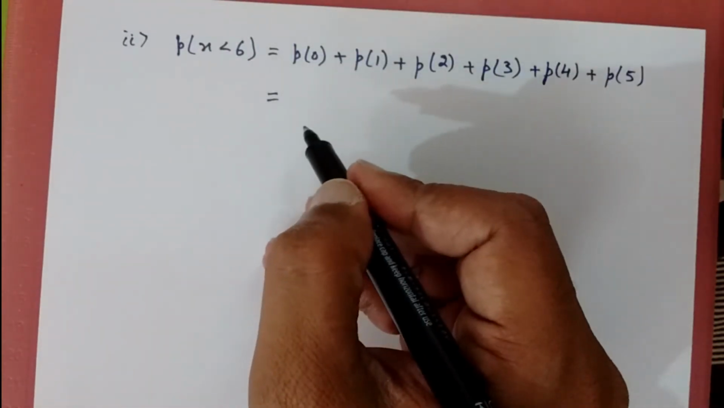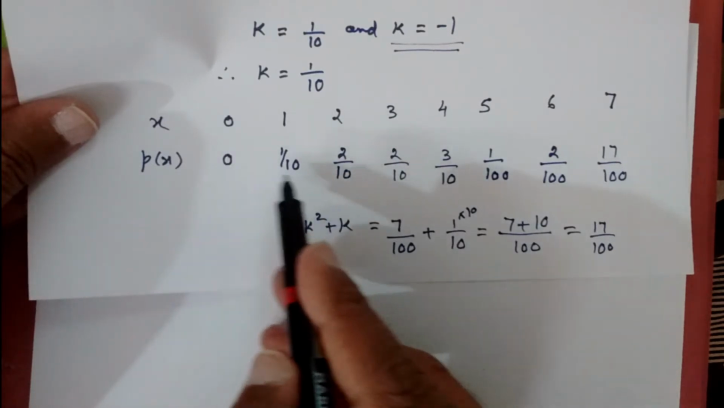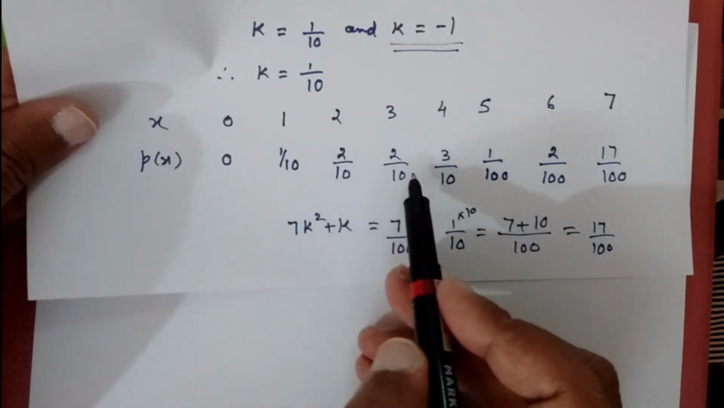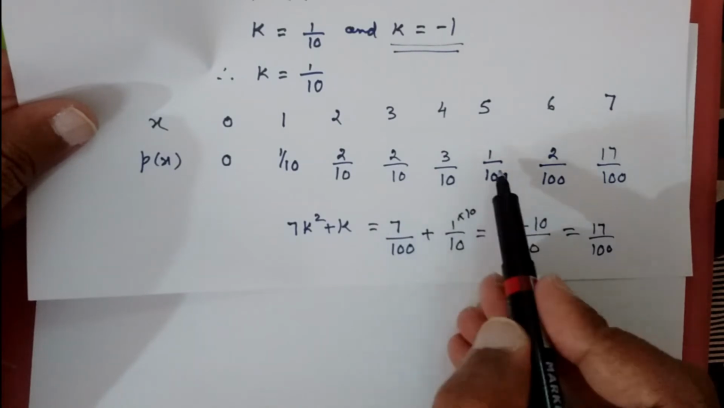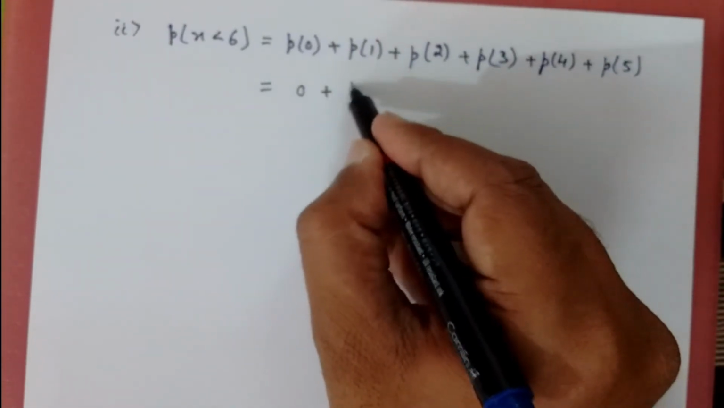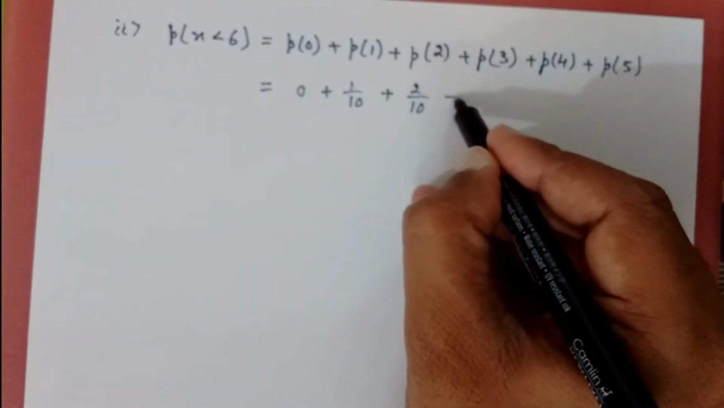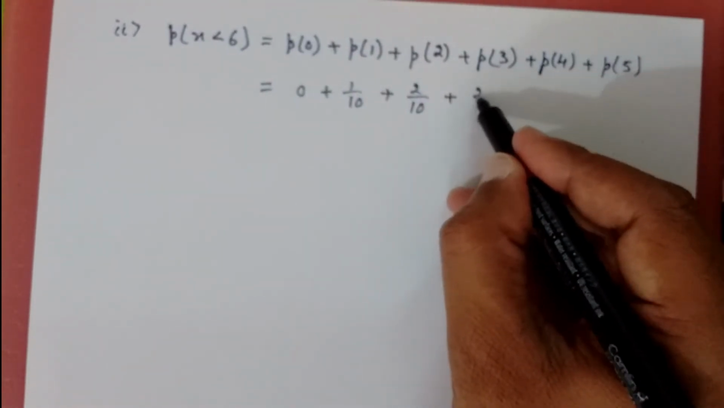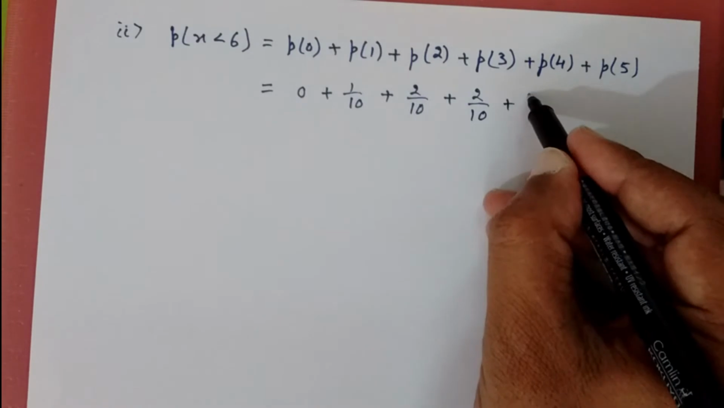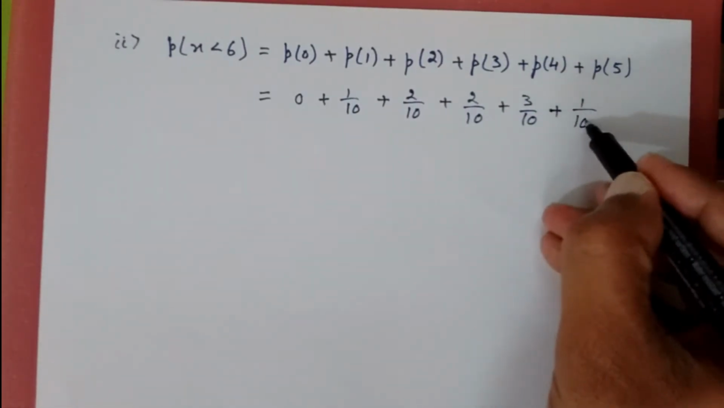So all the values are known from the table, so you can try to see these values. You have p at x is 0, at 1, at 2, at 3, at 4 and 5. So you need to just add all these values over here. So p of 0 is 0, p of 1 is 1 by 10, p of 2 is 2 by 10, p of 3 is again 2 by 10, p of 4 is 3 by 10, p of 5 is 1 by 100.